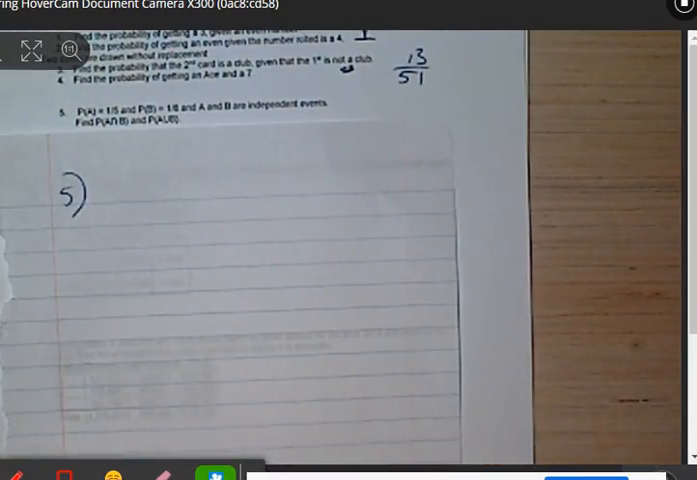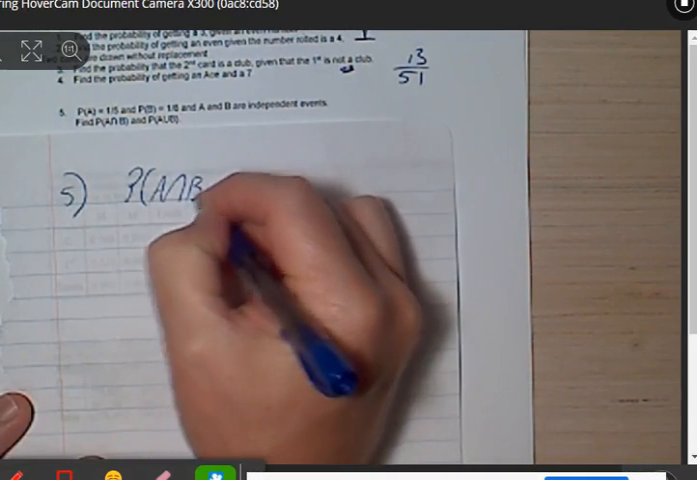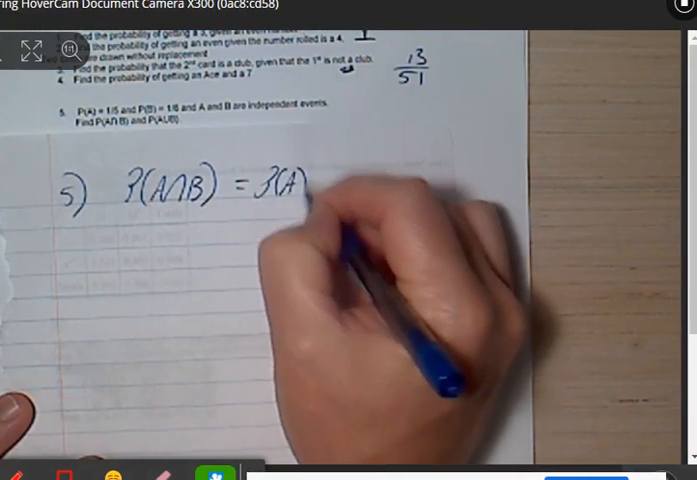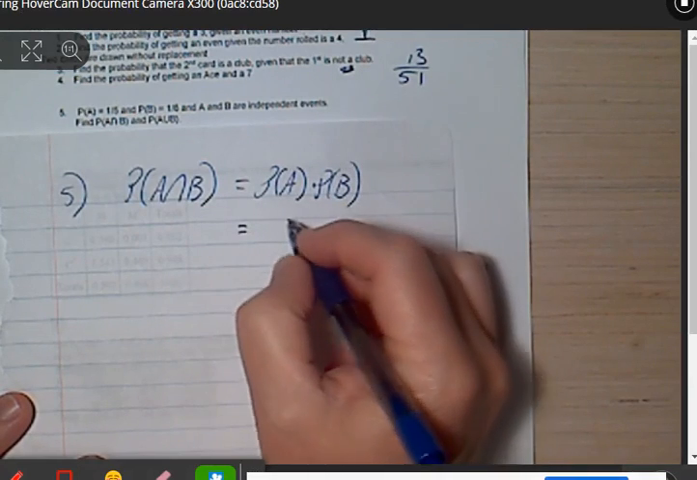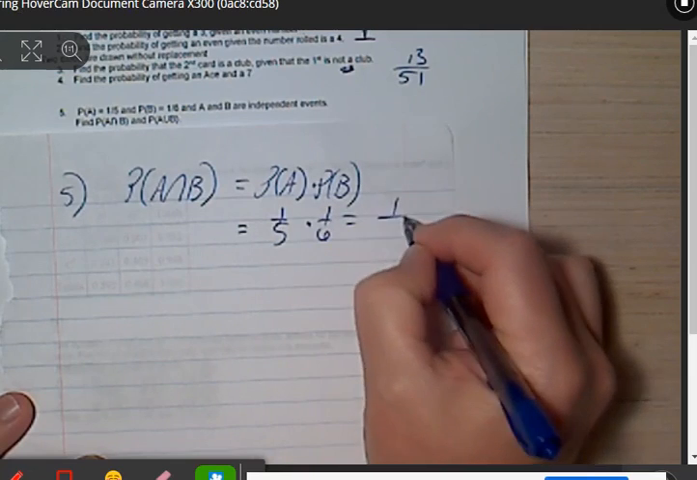Okay, so for number 5, if we do A intersect B, that's just the probability of A times the probability of B because they're independent. So that's 1/5 times 1/6, which would be 1 out of 30.